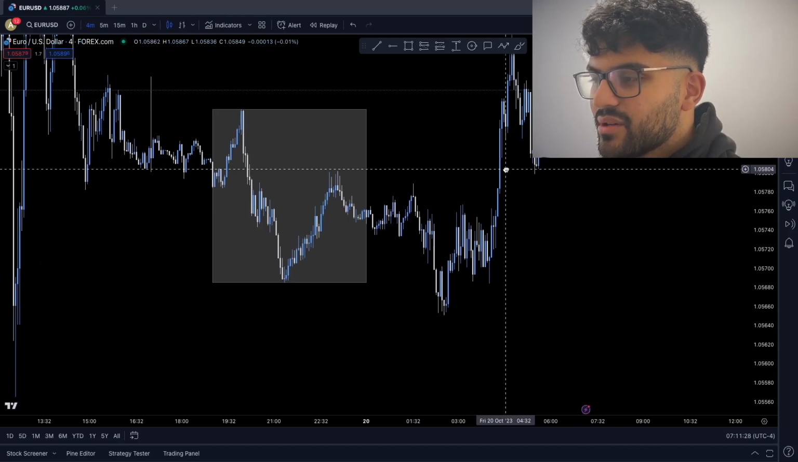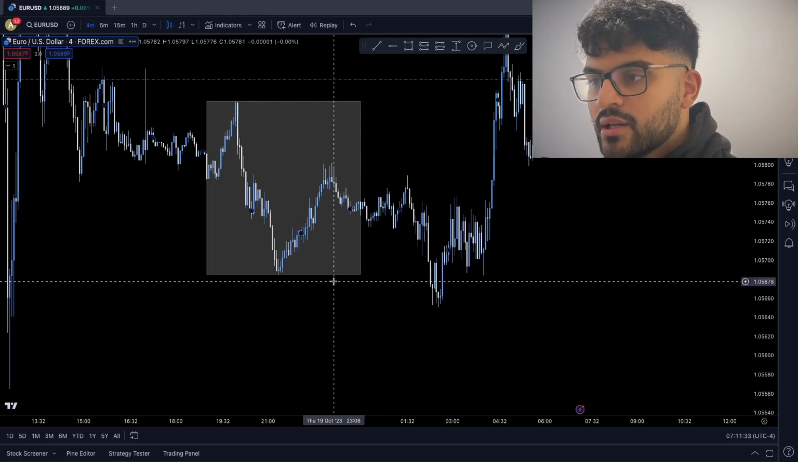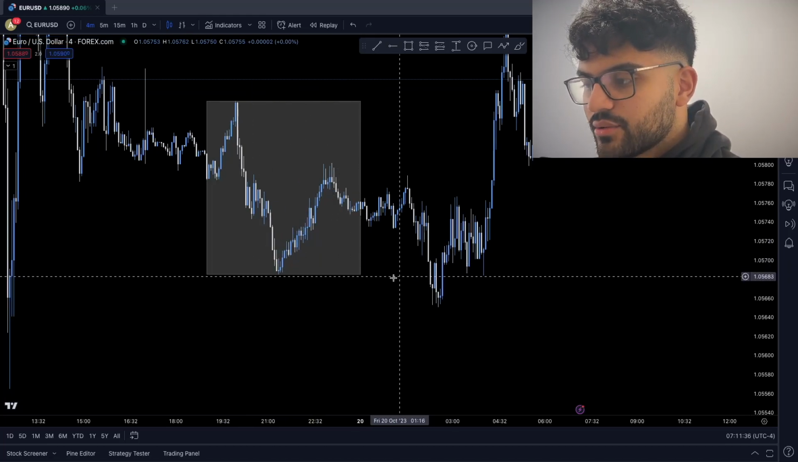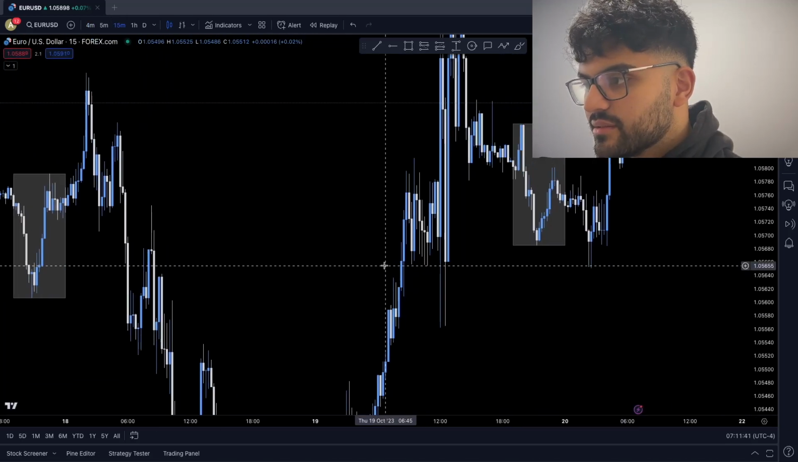This is a trade I took today, but that doesn't really matter. All I want to show you is how important liquidity is and how powerful it really is. So as you can see right here, we have a swing low right there. And you know what? I'll go on a higher time frame so it's easier to see.